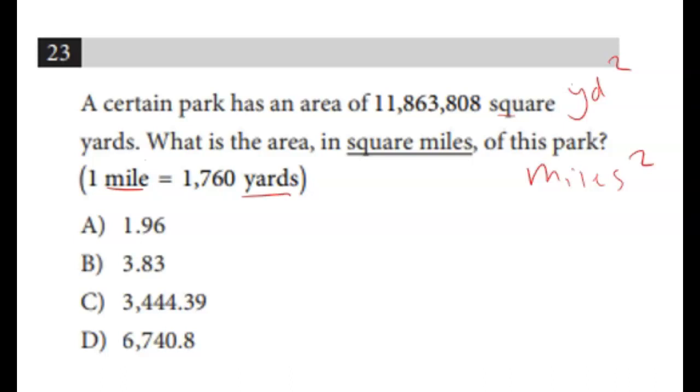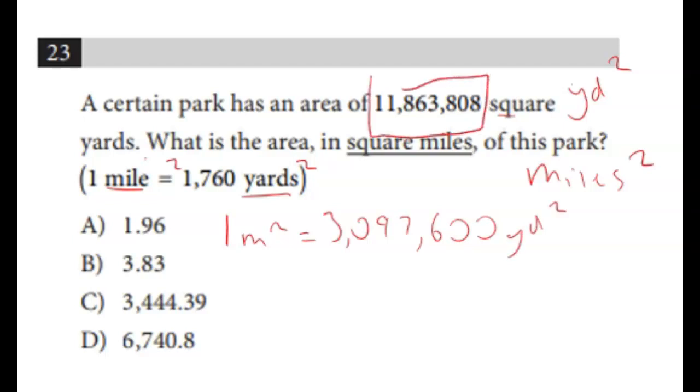So what are we going to have to do to both sides? Well, we've got to get them into miles squared and yards squared. So we've got to square them. 1 mile, 1 squared is 1. So 1 mile squared equals how many yards squared? So let's find the square of 1,760 times 1,760. So we get 1 mile squared equals 3,097,600 yards squared. But we know it has an area of this many.